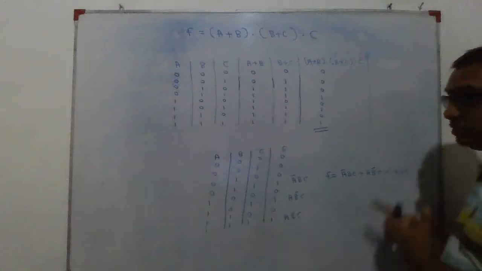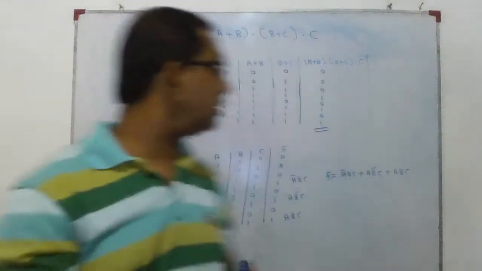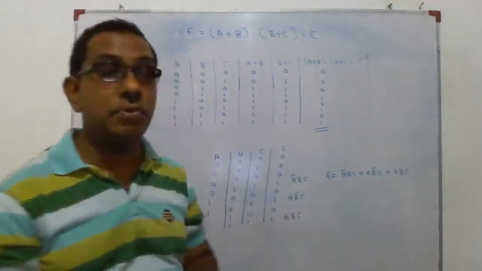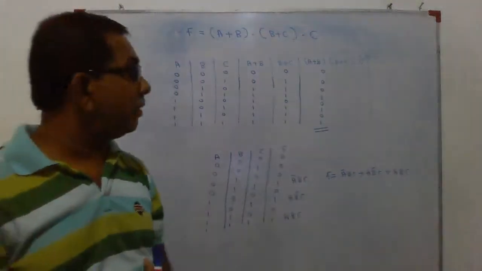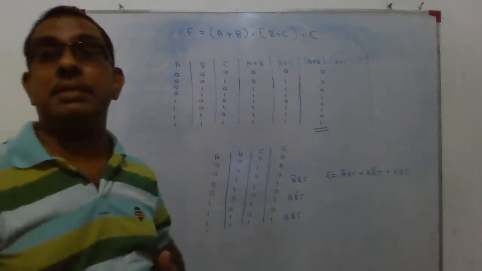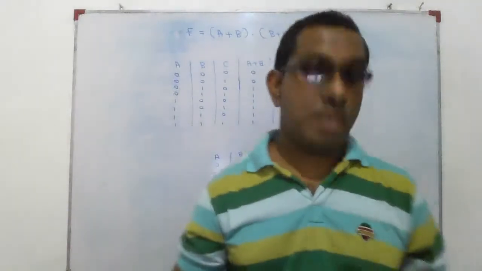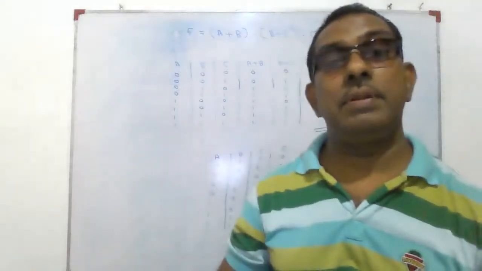Now what are the things we can do? We can convert the sum of product statement, this statement, into POS, right? So there are various possibilities. Okay, I think you get an idea about these things.